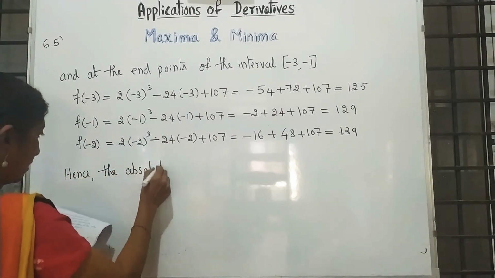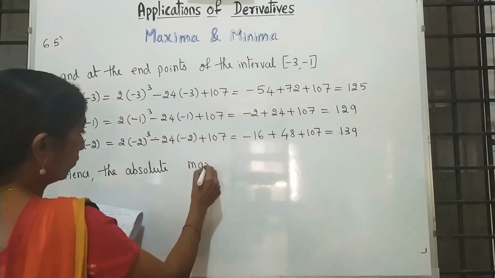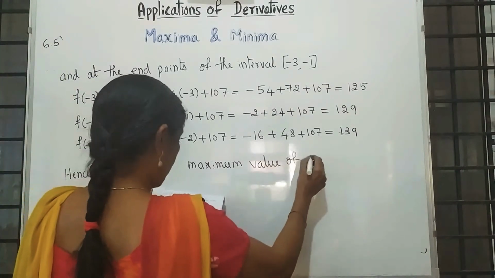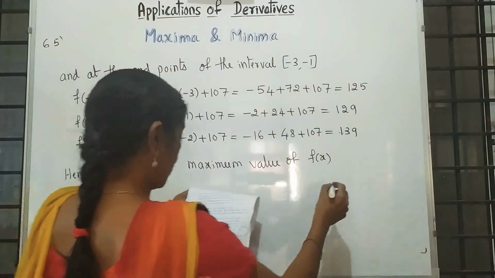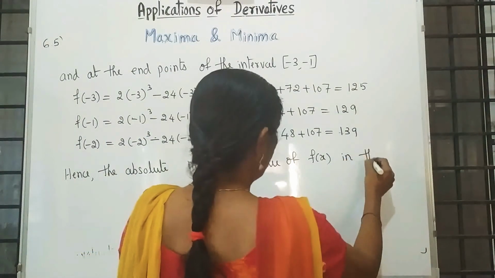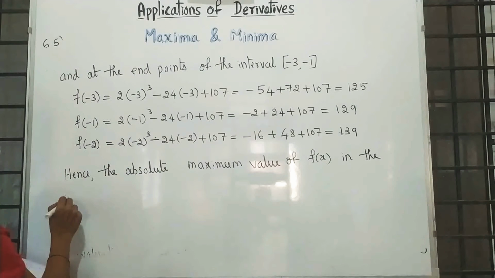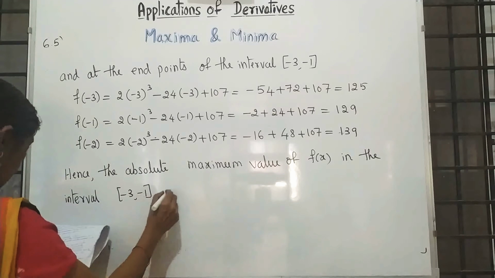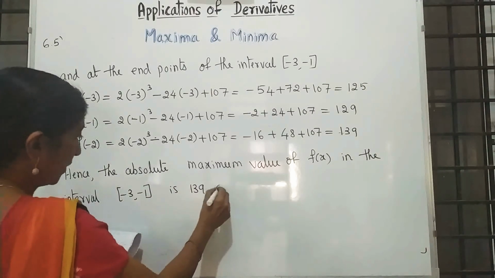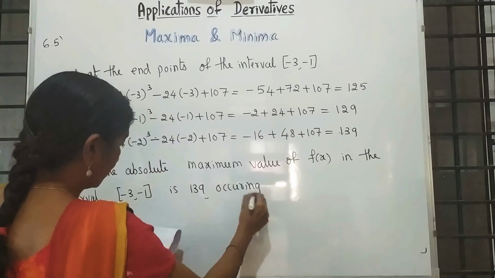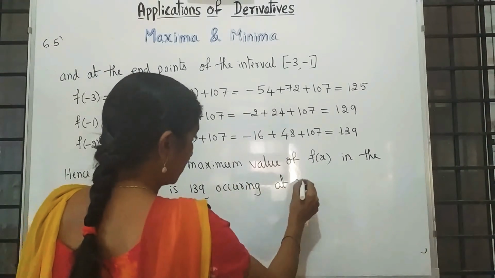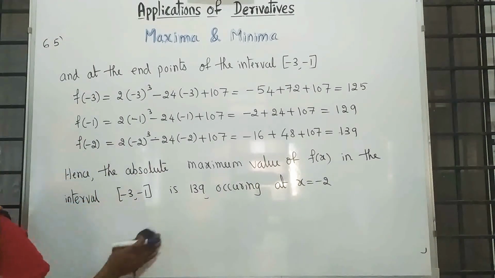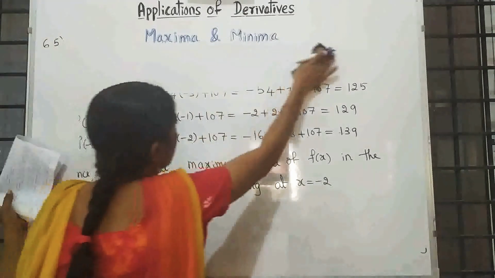Hence, the absolute maximum value of f of x in the interval -3, -1 is 139, occurring at x is equal to -2. Yes. Moving to the next question, very simple question.